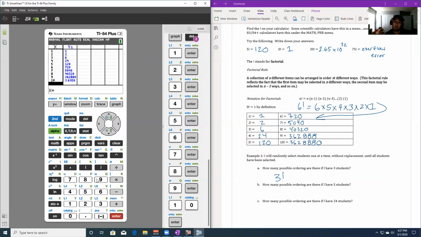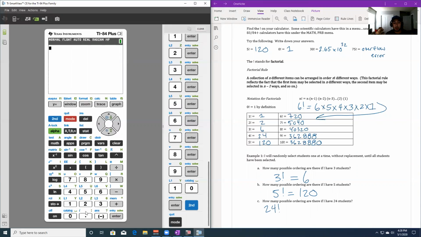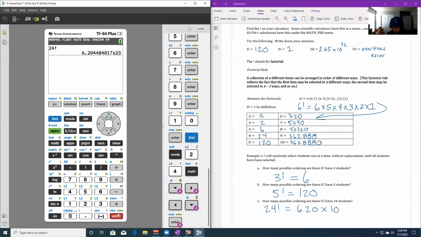And then B, how many possible orderings are there if I have 5 students? That would be 5 factorial, which from the above chart is 120 possible orderings. And then C, how many possible orderings are there if I have 24 students? That would be 24 factorial, which we don't have, so I will calculate 24 factorial. Oh boy, that would be 6.20 times 10 to the 23rd. So that would be the possible orderings if you were randomly selecting 24 students without replacement.